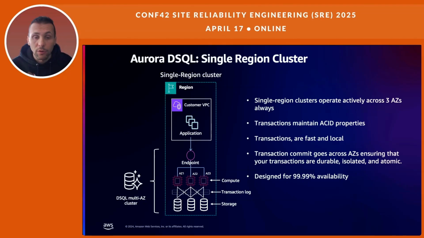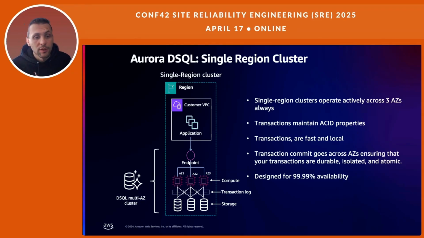By default, of course, because this is a managed offering on AWS, when you create a single region cluster, you operate it active across 3 availability zones always, right? So you can see you have your VPC with your application. You're going to receive an endpoint for that specific database. You're going to use that endpoint both for reads and writes.